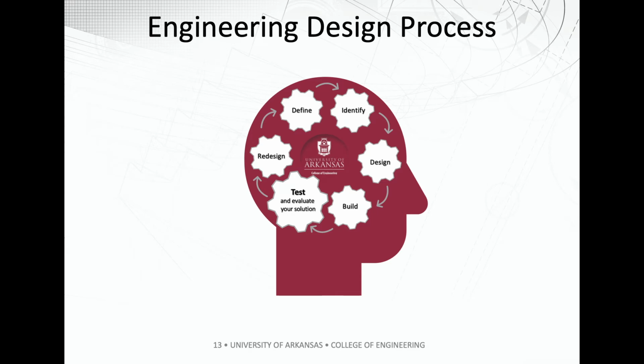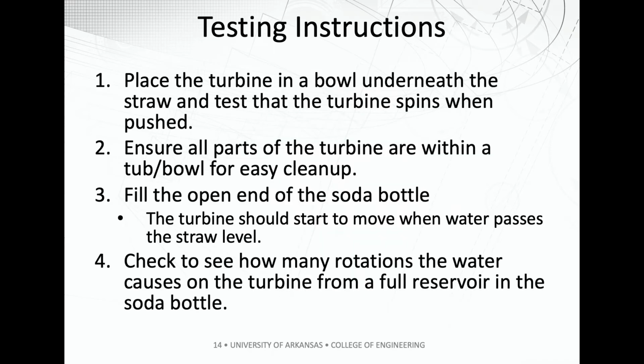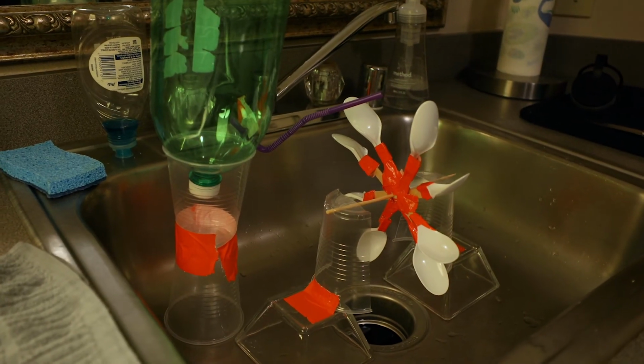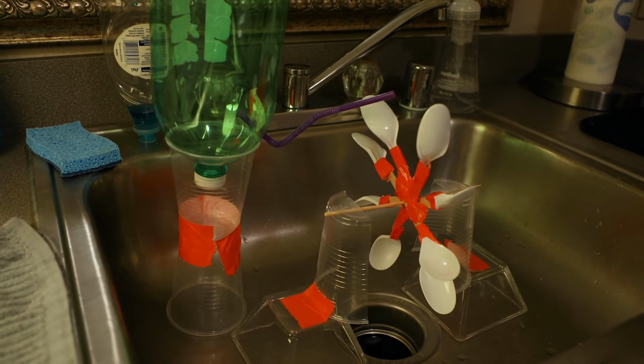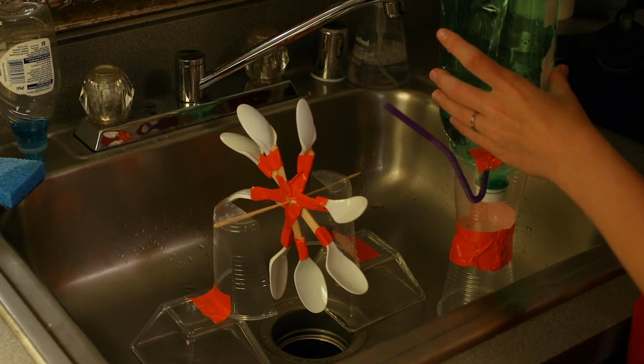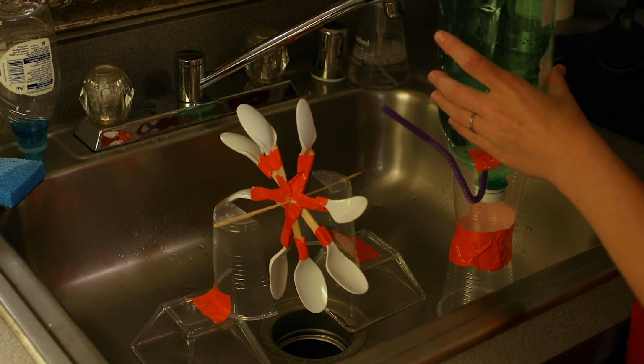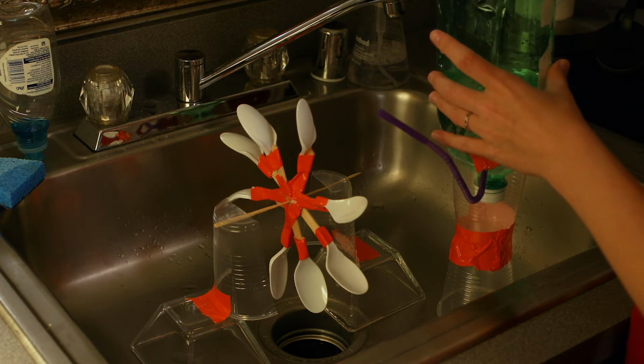Once you finish building, the next component of the engineering design process is the testing component. This is where you evaluate your solution. We are now going to test our design. First, place the turbine in a bowl underneath the straw and test that the turbine spins when pushed by the water. Second, ensure all parts of the turbine are within a tub/bowl for easy cleanup.